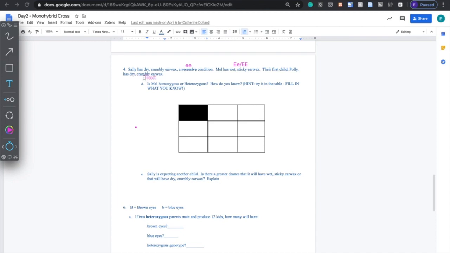So we know their first child is lowercase e, lowercase e. Our question is, is Mel homozygous or heterozygous? How do you know? Is she capital E, lowercase e, or capital E, capital E? Since there's a Punnett table, we're going to fill that in, but we're going to fill it in a different way. We know that one of their children is lowercase e, lowercase e. That's Polly. We know that genotype because she's recessive. That will help us fill in the rest of the table. To have that, it has to come from the parents, right? So we're working backwards. We're filling in the children to get the parents.